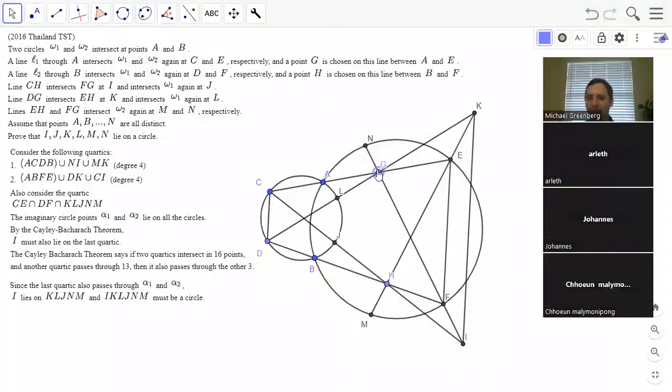So by Pappus, that's parallel, and so we know from there that LJIK is cyclic, right? Because angle DLJ equals DCJ equals DCI equals JIK. So we know that JLKI is cyclic, and now we have to show that M and N lie on that.